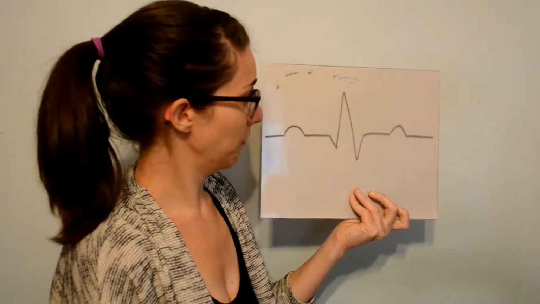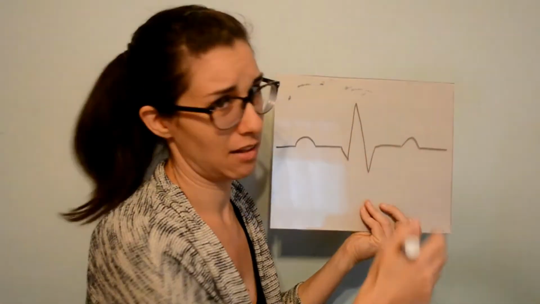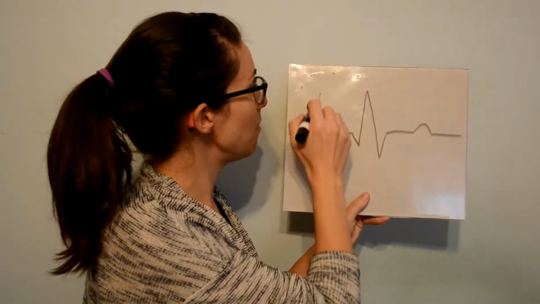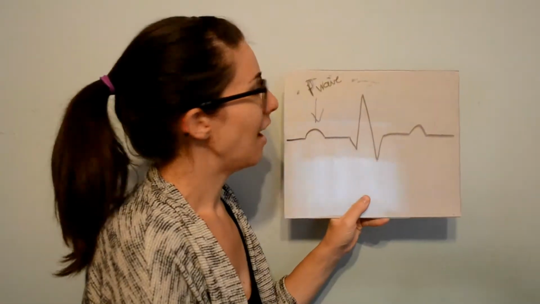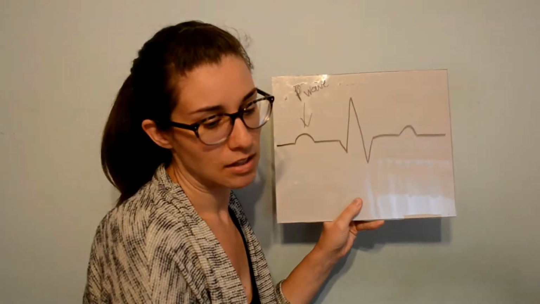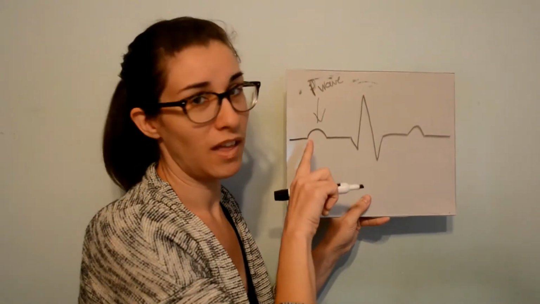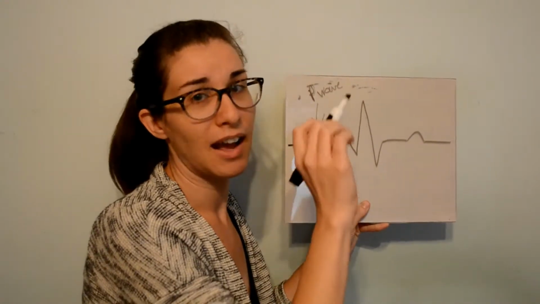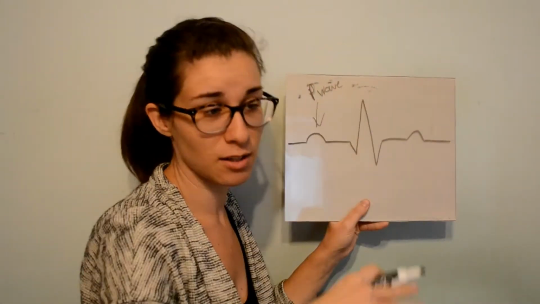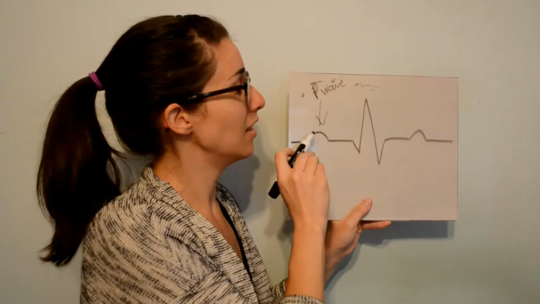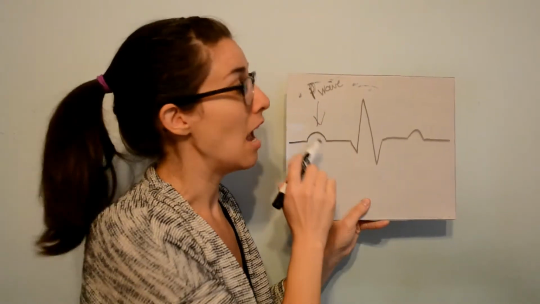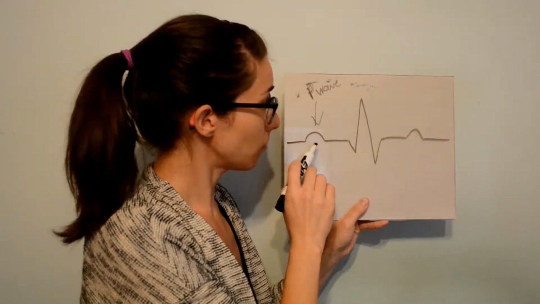So this is what an EKG would look like. We have all these different peaks and valleys. So this first bump, or peak, is the P wave. Now the P wave is the atria depolarizing. So when the atria depolarizes, or when that SA node fires and depolarizes the myocardium of the atria, this is what it will look like, essentially, on an EKG.